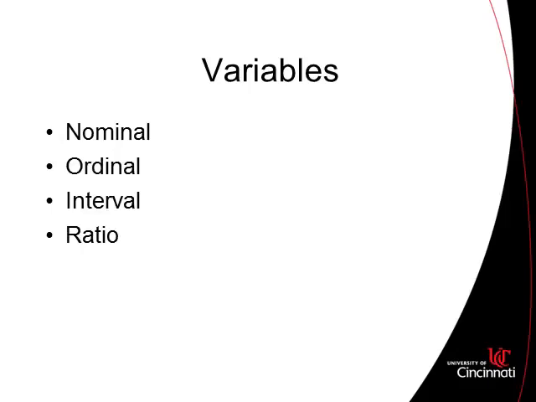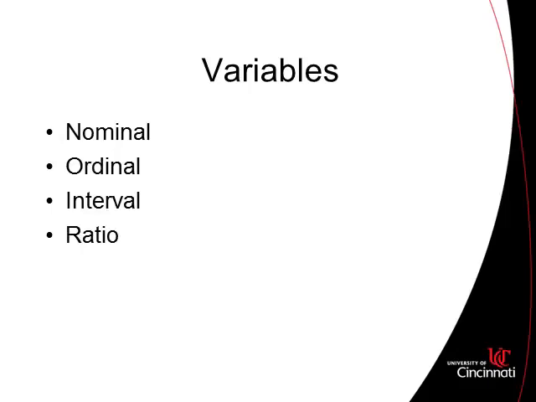Ordinal data are categorical data, but that are ordered or ranked. So they're categories again, but there's some sort of innate order to them. So like good, fair, or poor, or strongly agree, agree, disagree, strongly disagree. Something like that where there's some sort of order or rank to the categories.